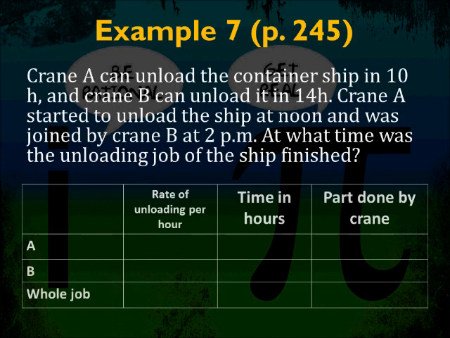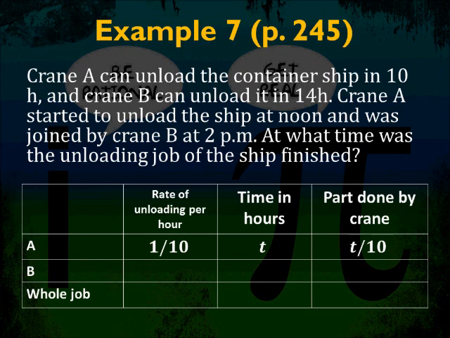So let's put it together, and the first column is the rate of unloading per hour. Because Crane A can finish the job in 10 hours, it can do 1/10 of the job per hour. Now, since we're looking to see how many hours it worked, T, this is a rate times time equals distance problem. So RT equals D. So let's multiply 1/10 by T, and we get T over 10. And that's the part done by Crane A.